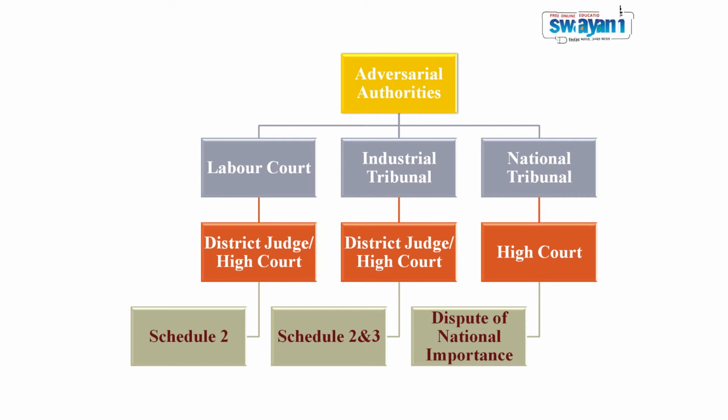So, this is how the qualification is being prescribed under the adversarial authorities. Labor court: the jurisdiction is schedule 2 and the authority should be a district judge, or qualified to be district judge, or a high court judge. Industrial tribunal takes up the disputes falling under second and third schedule, and the qualification is district judge or high court judge. National tribunal can deal with any kind of disputes, but only a high court judge can preside over it, and the dispute has to be of national importance.